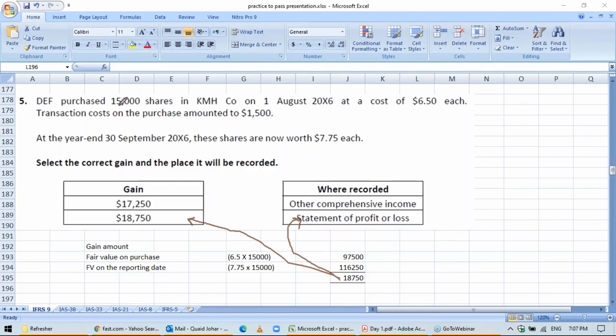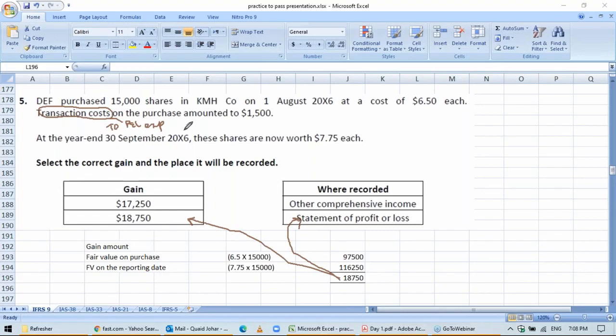Now, one more thing, the transaction cost. When the investment is a financial asset at fair value through profit and loss account, the transaction costs are recognized in profit and loss account immediately. So these are not included in the investment amount. This will be charged immediately to profit and loss account as an expense when the transaction cost is incurred. Therefore, I have not considered this 1,500.